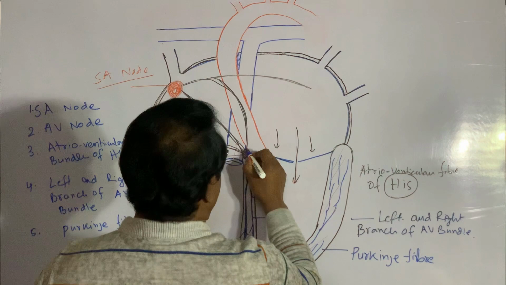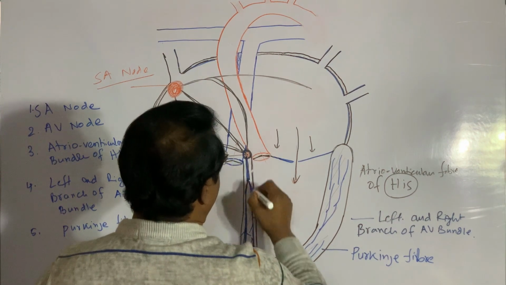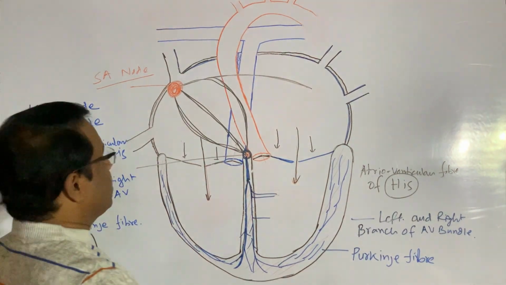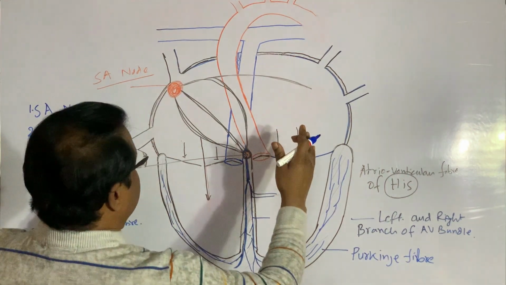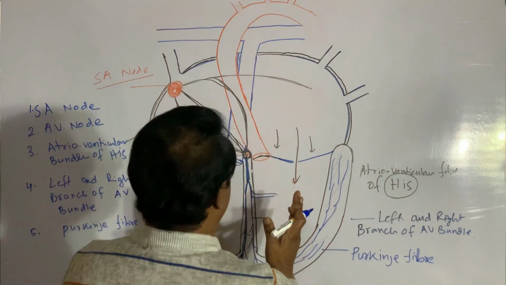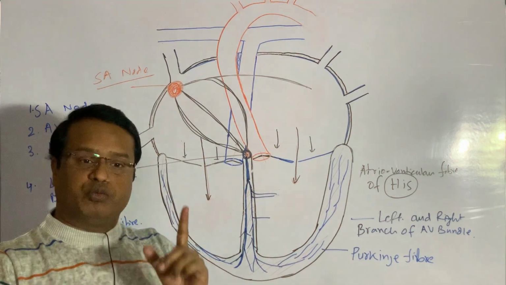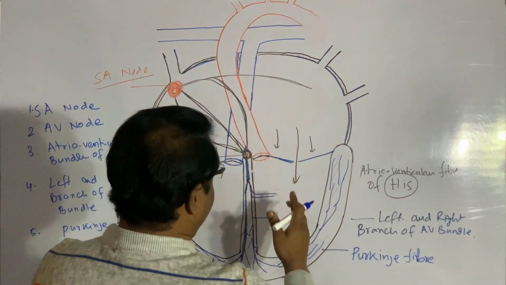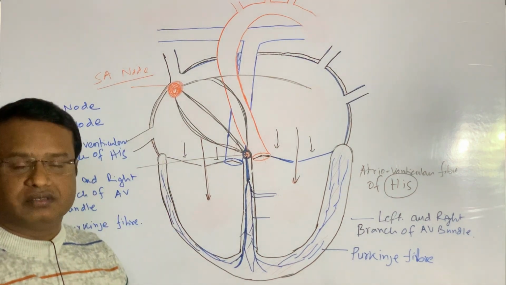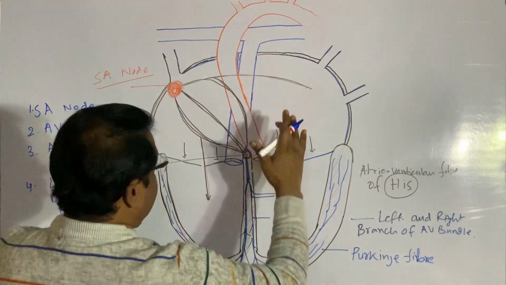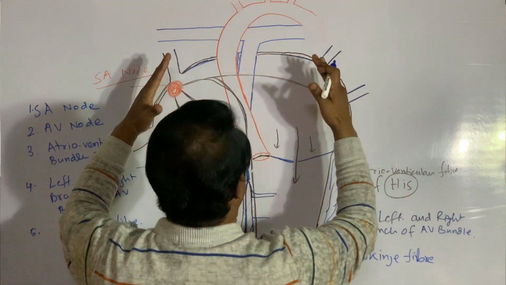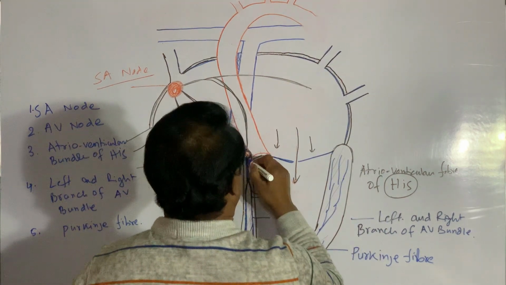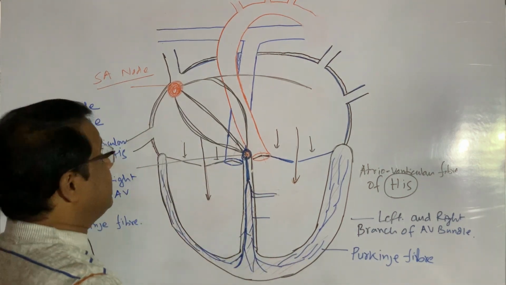and then in the AV node the impulse delays. Why does the impulse delay? Because before the ventricle contracts, atrial contraction must be completed, otherwise blood will not fill the ventricle properly. Before contracting the ventricle, the atria should contract first. That's why the AV nodal delay occurs.